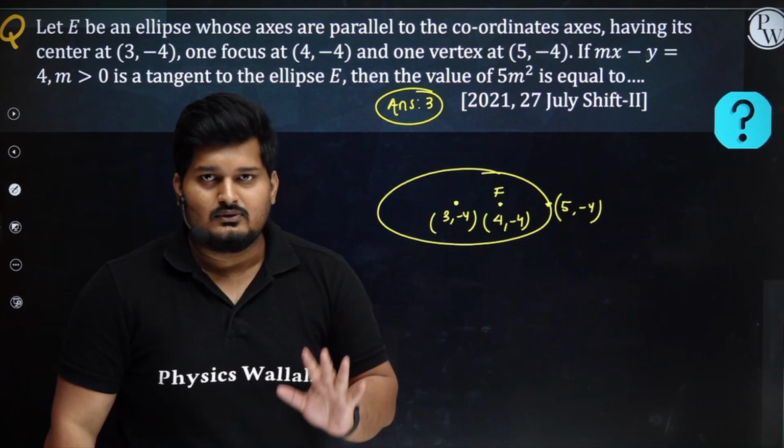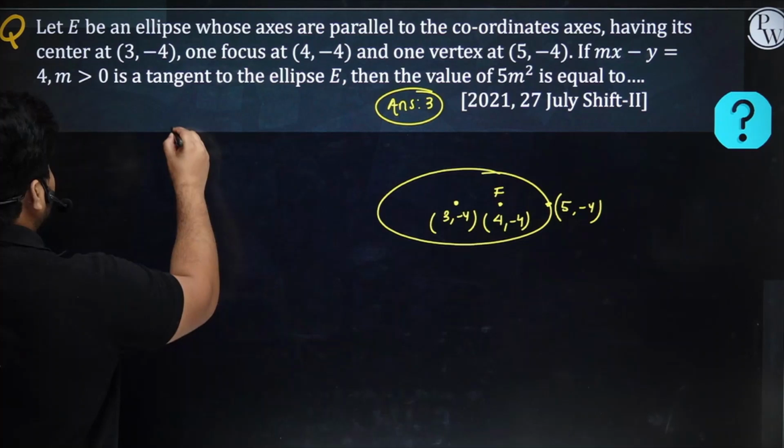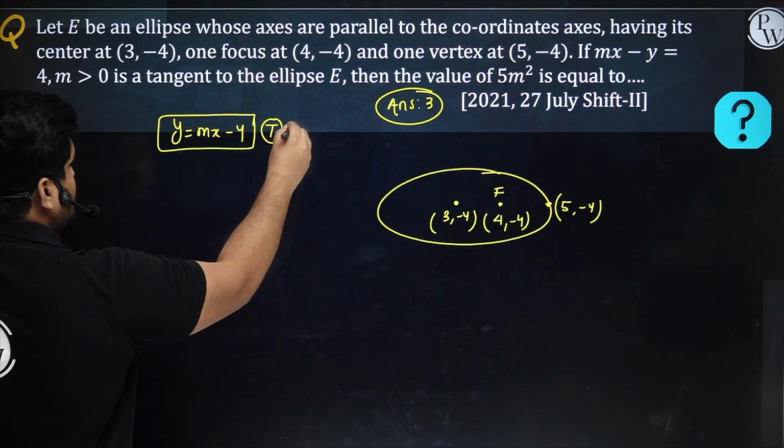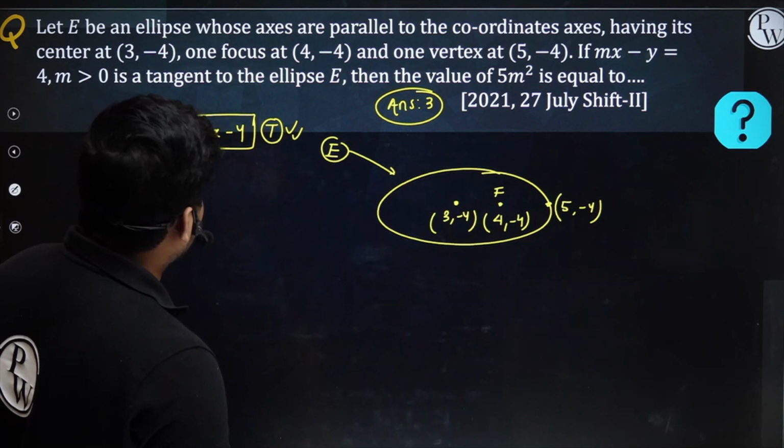Tangent is given. What is the tangent, guys? Y is equal to mx minus 4 is the tangent. This is the tangent for this ellipse. Y is equal to mx minus 4. And m is positive. Then the value of 5m square.